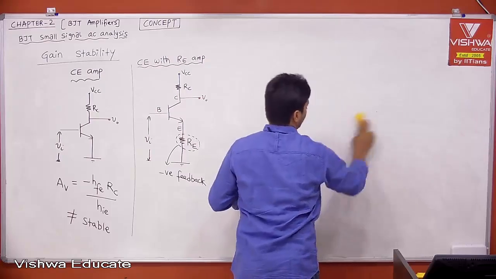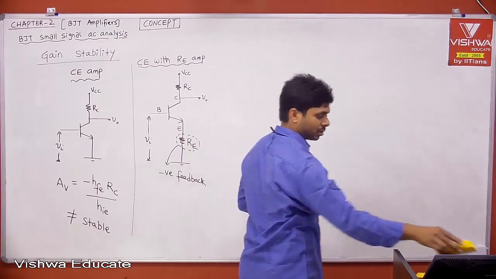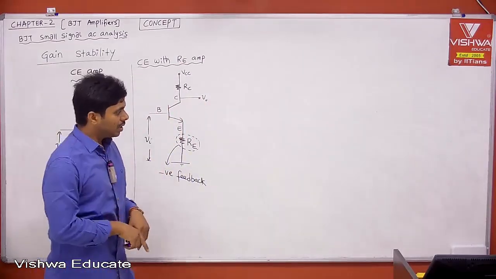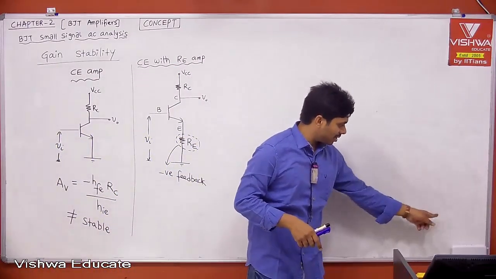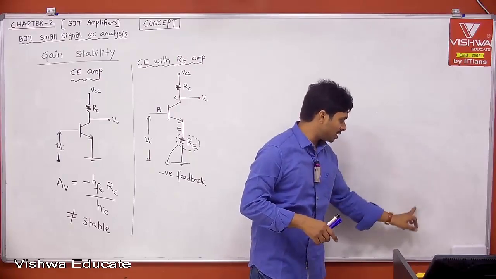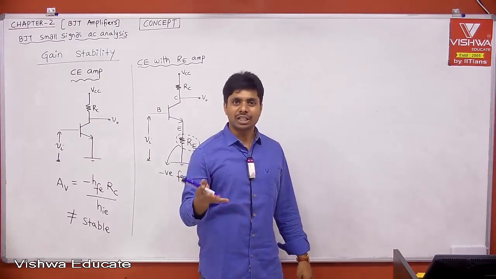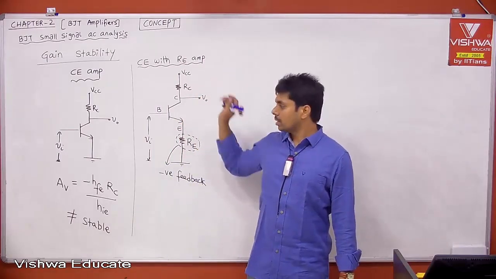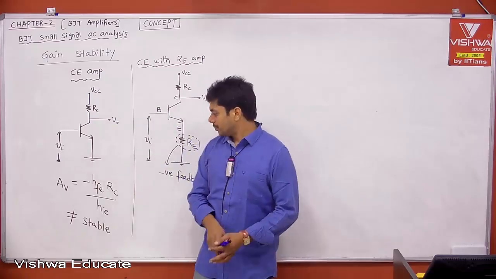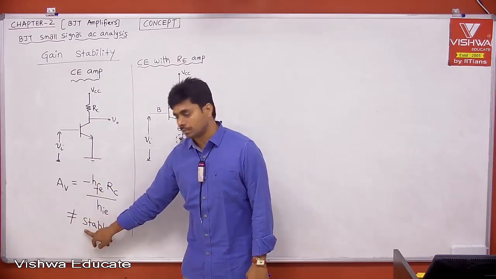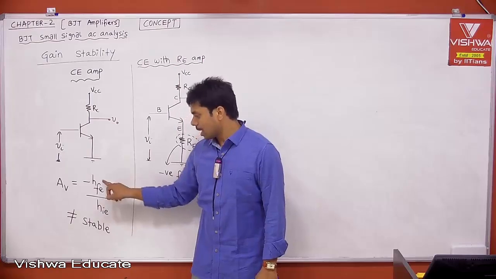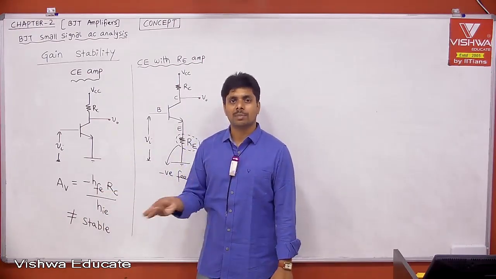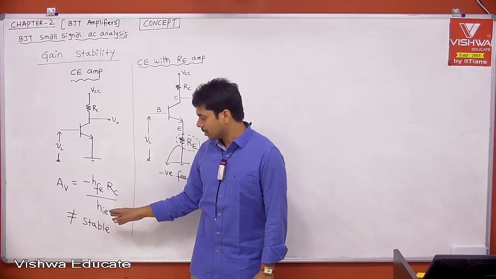Before speaking about the gain stability, whether it is there or not, that's fine. If you see the voltage gain, still it is depending on H parameters, right? Minus hfe into RC divided by hie plus 1 plus hfe into RE. Still it is depending on H parameters. Before considering this configuration with feedback, I told a point. If you want to improve the stability of the system, it should be independent of H parameters. Then only I can say it is stable, because H parameters are changing with respect to temperature, time and replacement. Therefore, it is not stable.